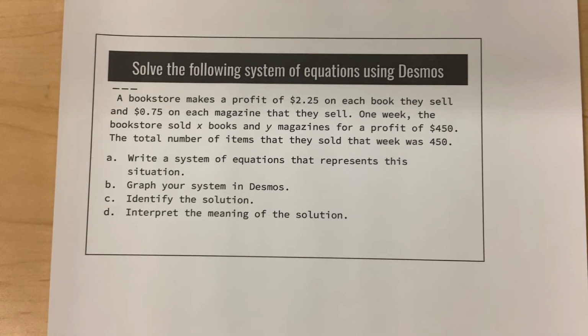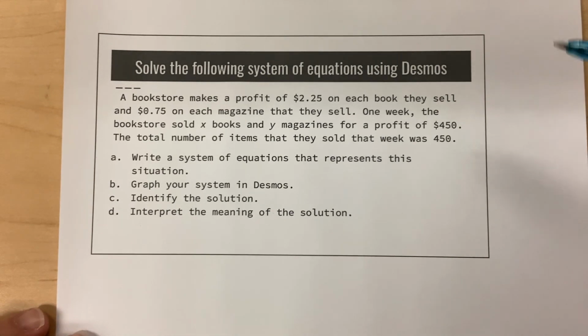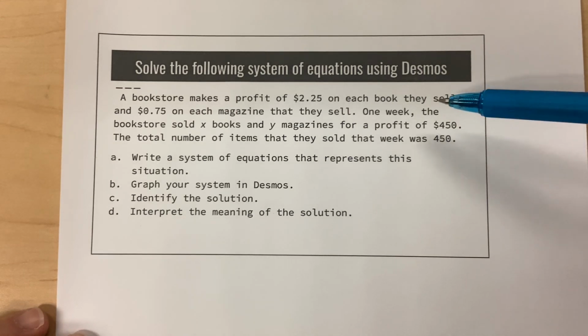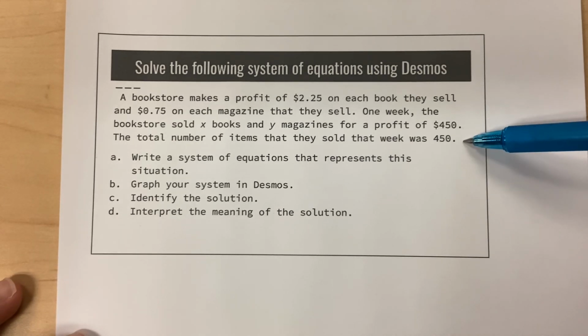All right. It says, a bookstore makes a profit of $2.25 on each book they sell and 75 cents on each magazine that they sell. One week, the bookstore sold X books and Y magazines for a profit of $450. The total number of items that they sold that week was 450.